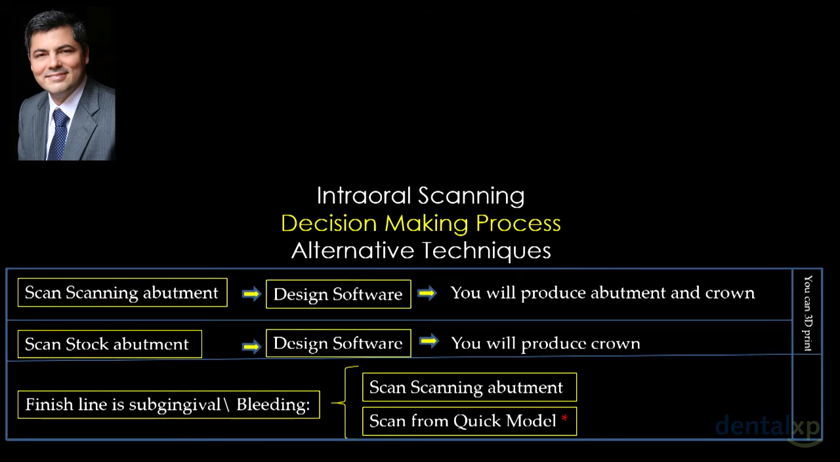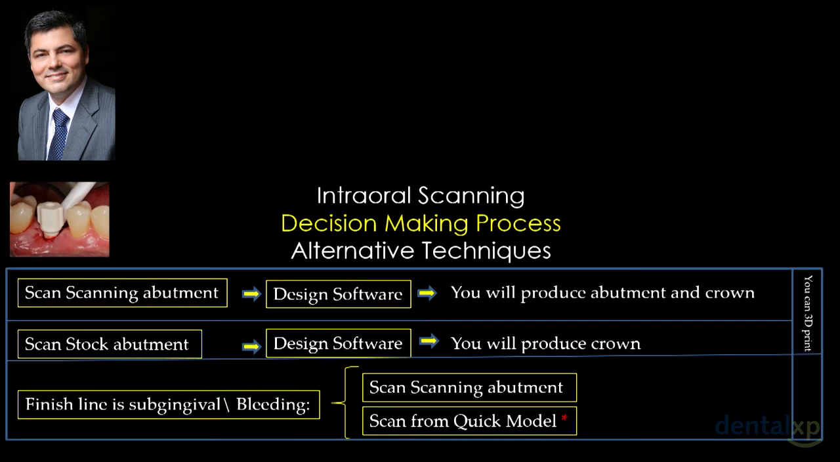It's getting cheaper. The third technique, it's when you have the finish line subgingival and you have a lot of bleeding. So what's going to happen is the fact that you have options. You can scan a scanning abutment, which means you're going to have to work with making the abutment, or you're going to scan with something that we like to call the quick model. And I'm going to show you in detail how to make the quick model in your practice.